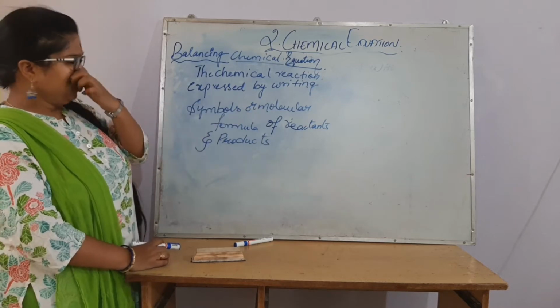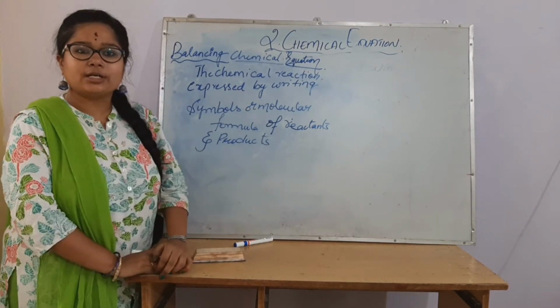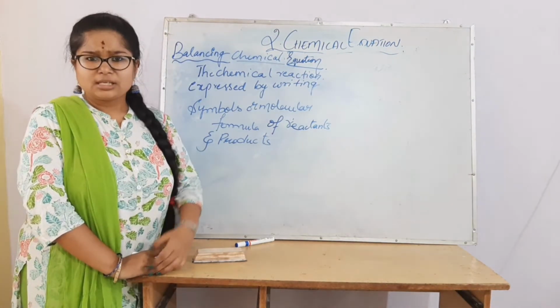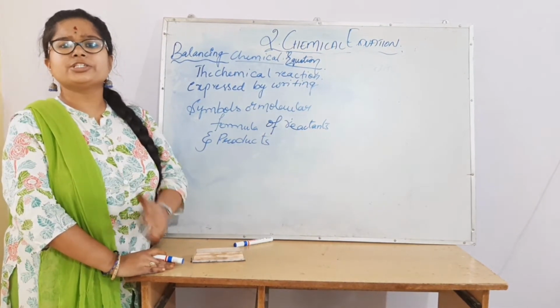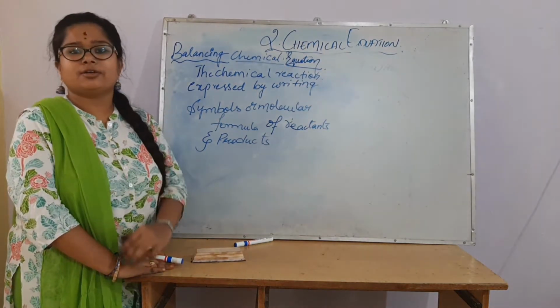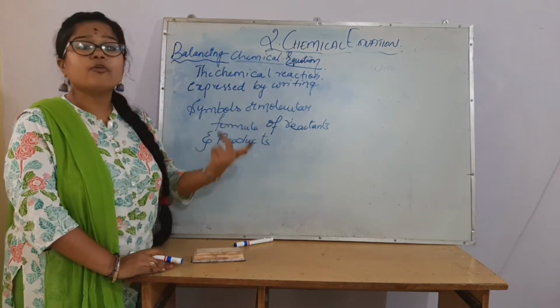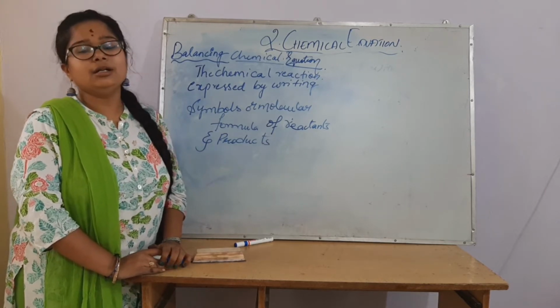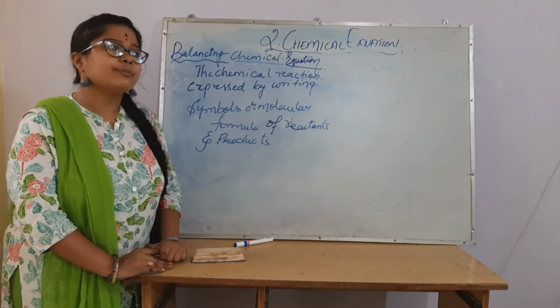What is a molecule? When two atoms combine, it is called a molecule. Like H2 plus O2 gives rise to H2O. Mg plus O2 gives rise to magnesium oxide. Isn't it? Writing molecular formulas or symbols of reactants and products is called a chemical equation.